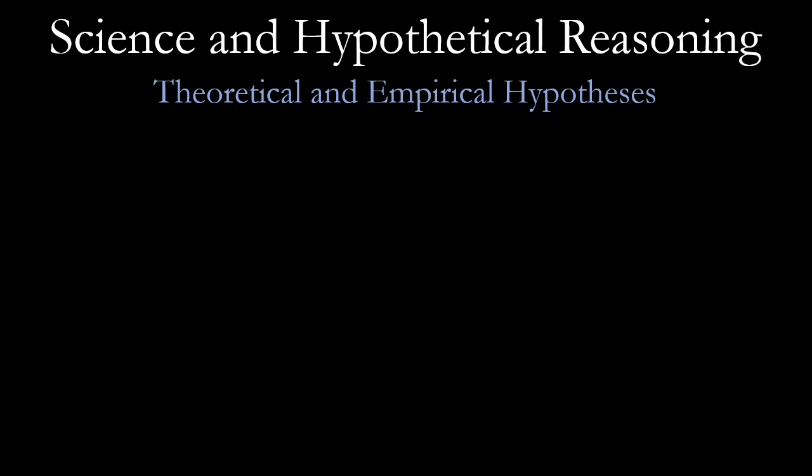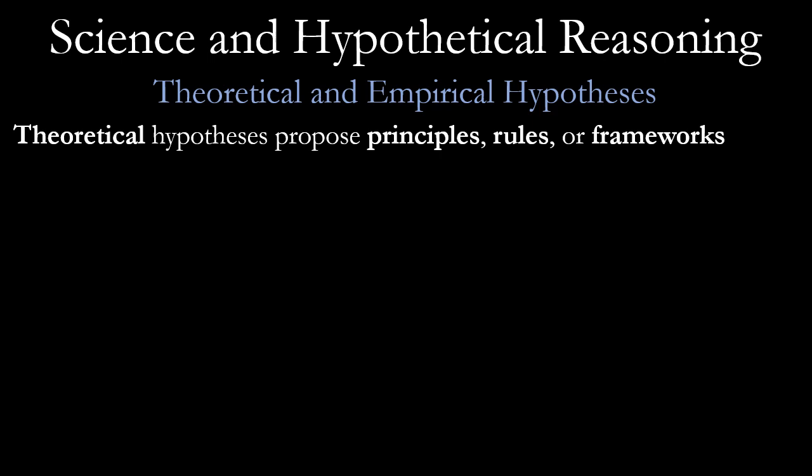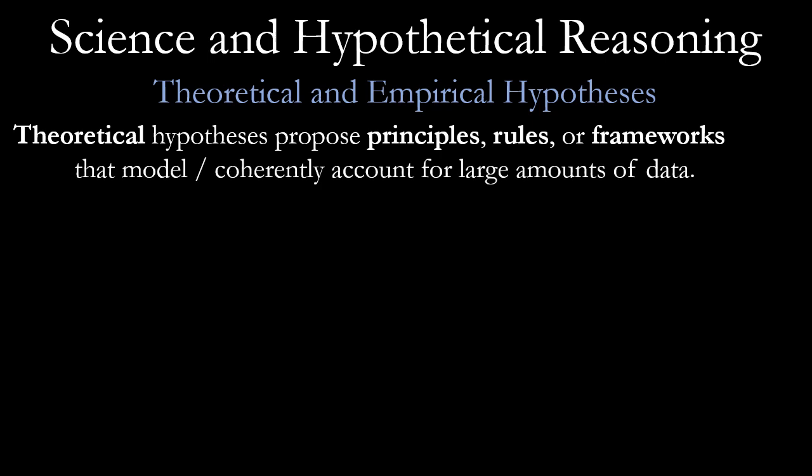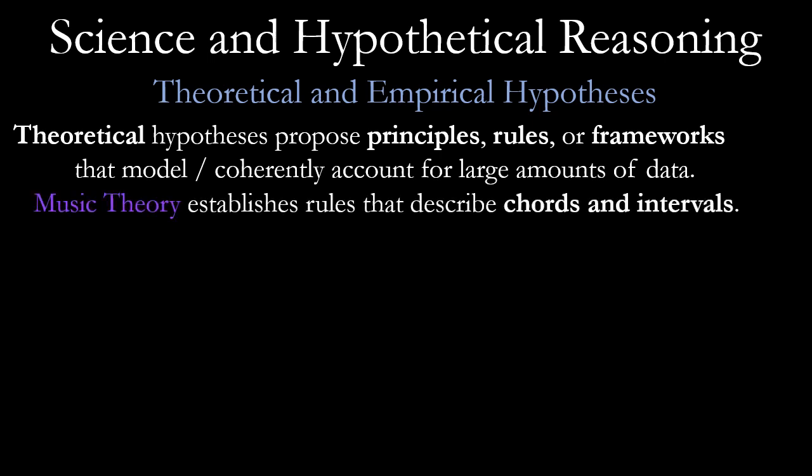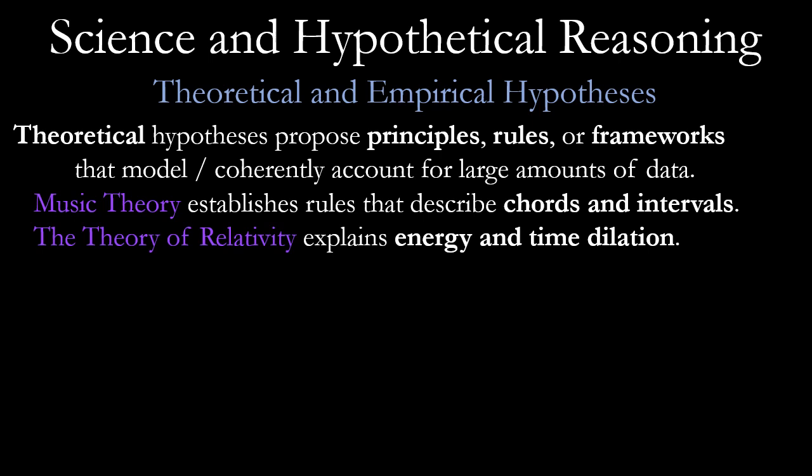We can talk about the difference between theoretical and empirical hypotheses, right? So theoretical hypotheses are going to propose principles or rules or frameworks that model or coherently account for large amounts of data, right? So when we talk about a theory, these are some of the things that we mean. Music theory, although it isn't quite a scientific theory, establishes rules that describe chords and intervals. The theory of relativity explains energy and time dilation.